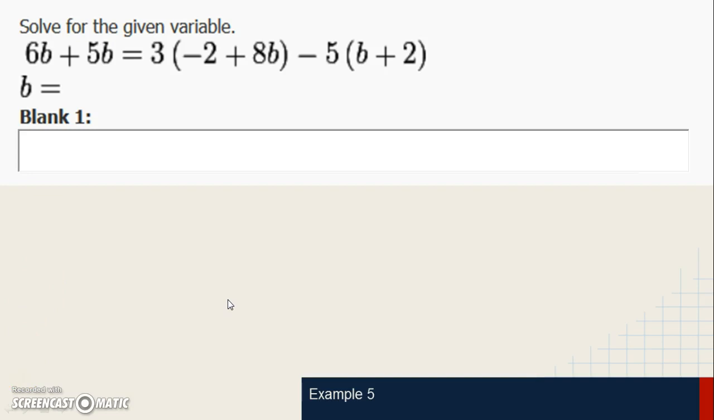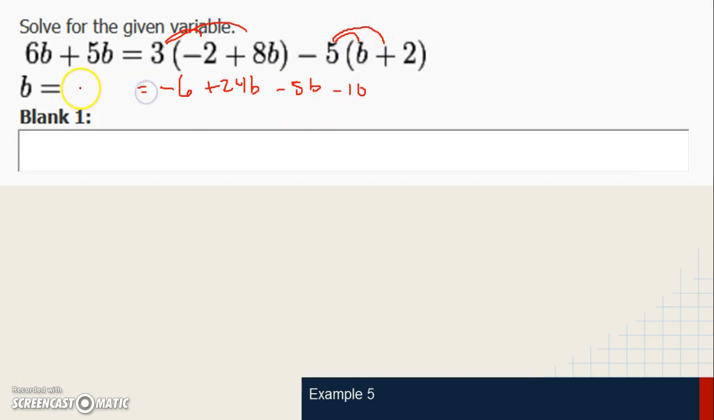So here again, I'll distribute twice, but they're both on the same side. So I just go ahead and start my distribution. 3 times negative 2 is negative 6. 3 times 8 is 24b. Negative 5 times b is negative 5b. Negative 5 times 2 is negative 10.